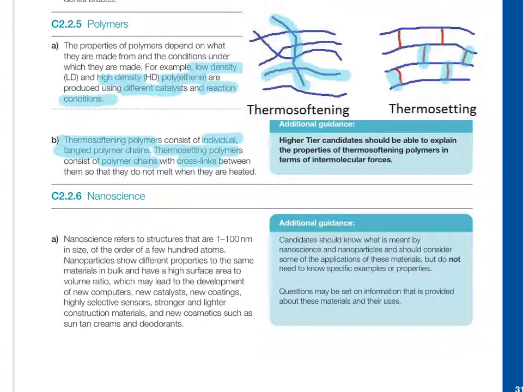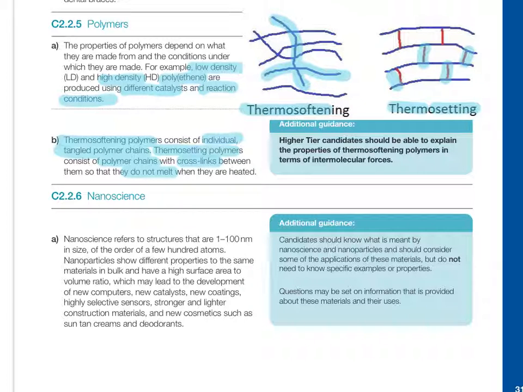And that means your thermosetting do not melt when they're heated. So they're set in shape. They do not melt when they're heated. Whereas your thermosoftening ones, when they are heated, they will soften. The other ones, thermosetting, when they are heated, they are still set in place.